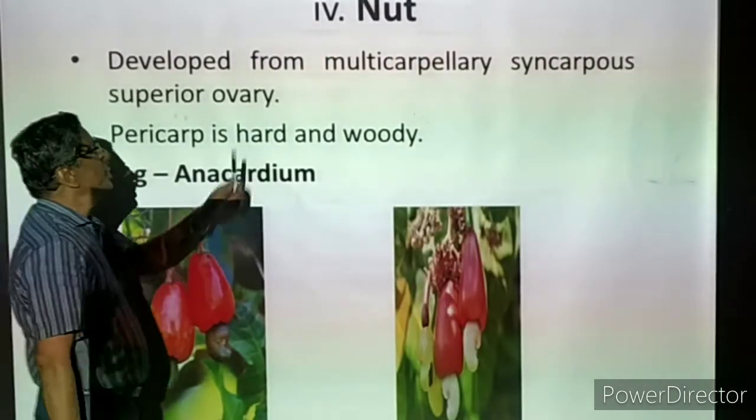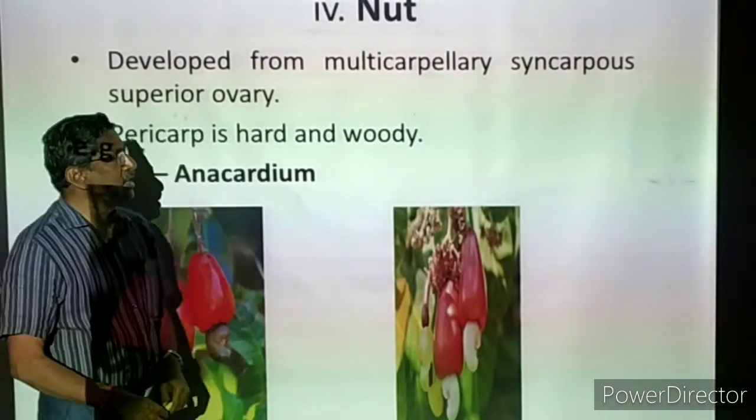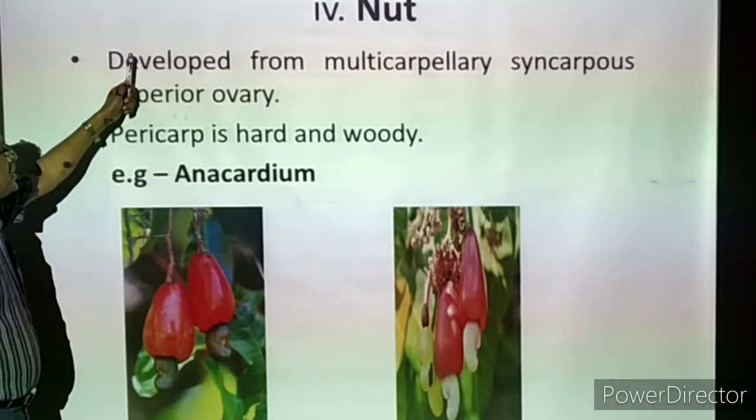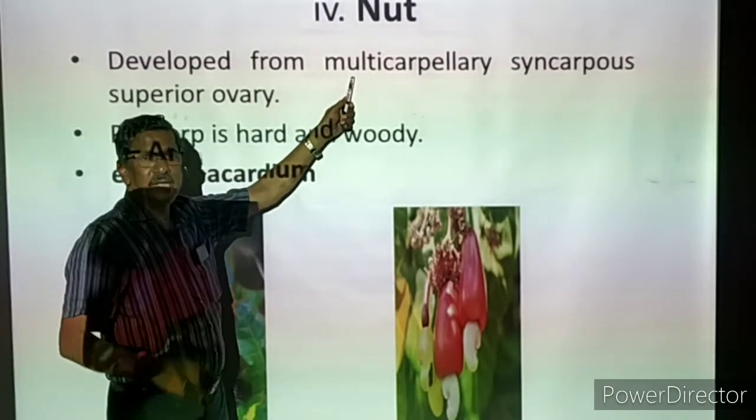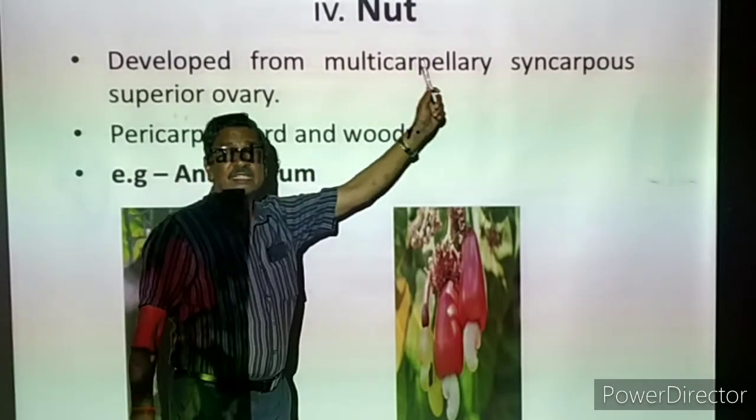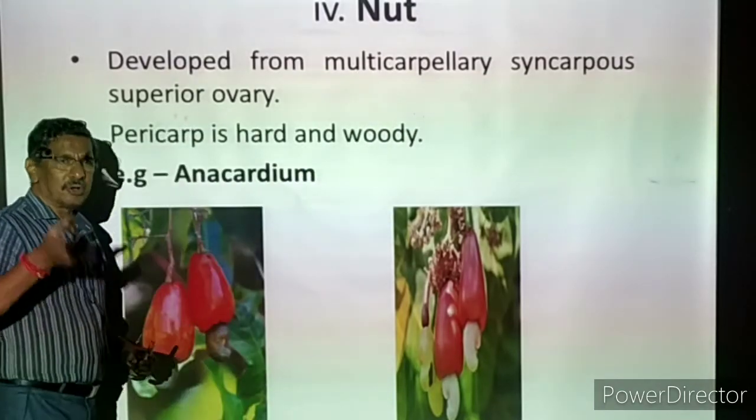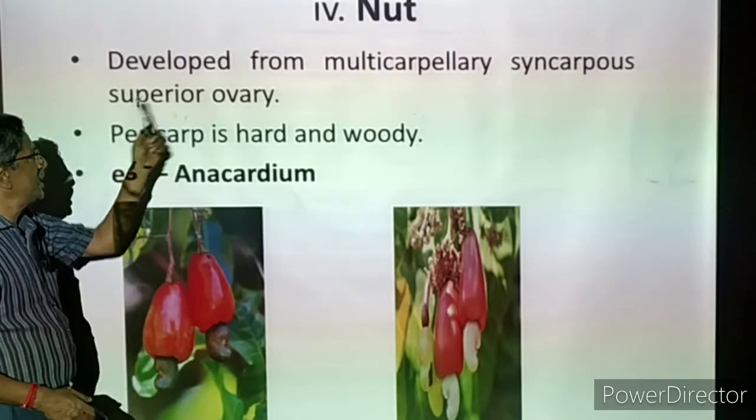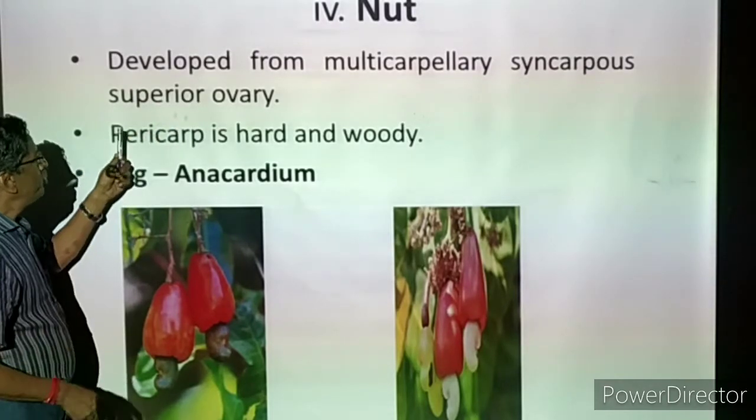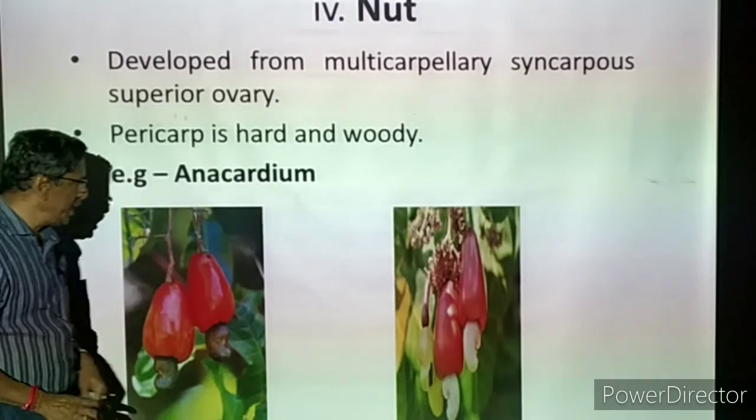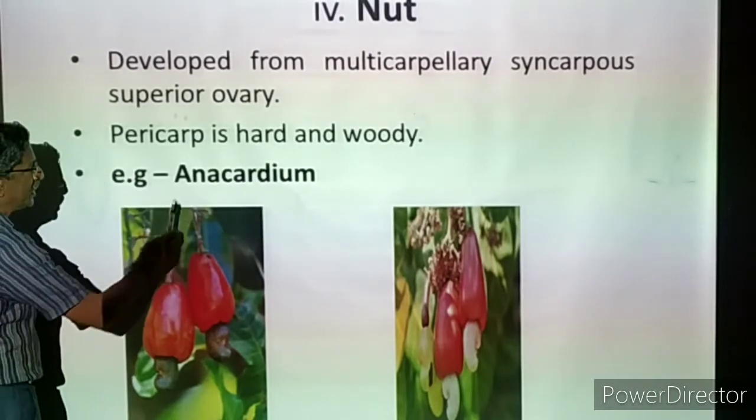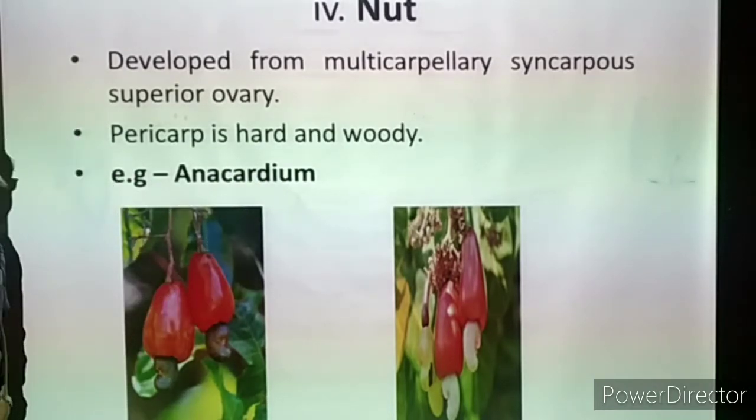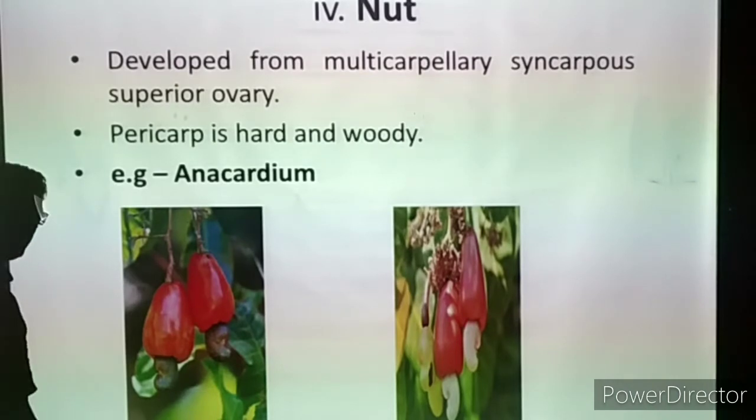Now we are coming to the next one, nut. In this nut, it is developed from a multicarpellary ovary, that is, the ovary has many carpels, syncarpous, the carpels are fused, and a superior ovary. All the characters we have already seen several times. Now the pericarp is hard and woody. The best example is Anacardium, very common name cashew.